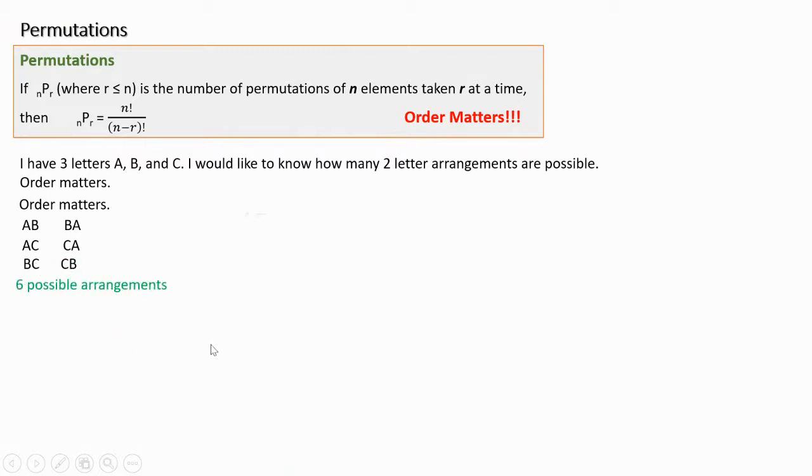Because the order matters, if you want to use a formula, it's going to be 3 permutation 2, which means this is my n, this is my r, so it's going to be 3 factorial over (3 minus 2) factorial. 3 minus 2 is 1, so the answer is going to be 3 times 2 times 1 over 1. The answer will be 6. Same answer.